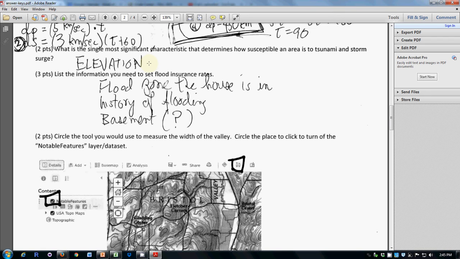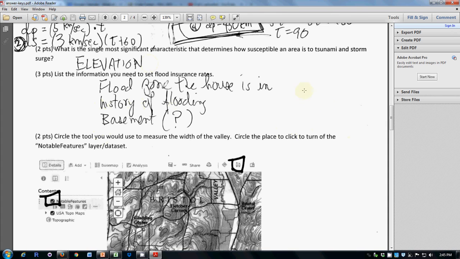For a 20-foot storm surge, a building that's at 21 feet above sea level is going to be unharmed, and a building that's at 19 feet above sea level will receive damage or flooding, and a building that's only 10 feet above sea level will probably be destroyed.